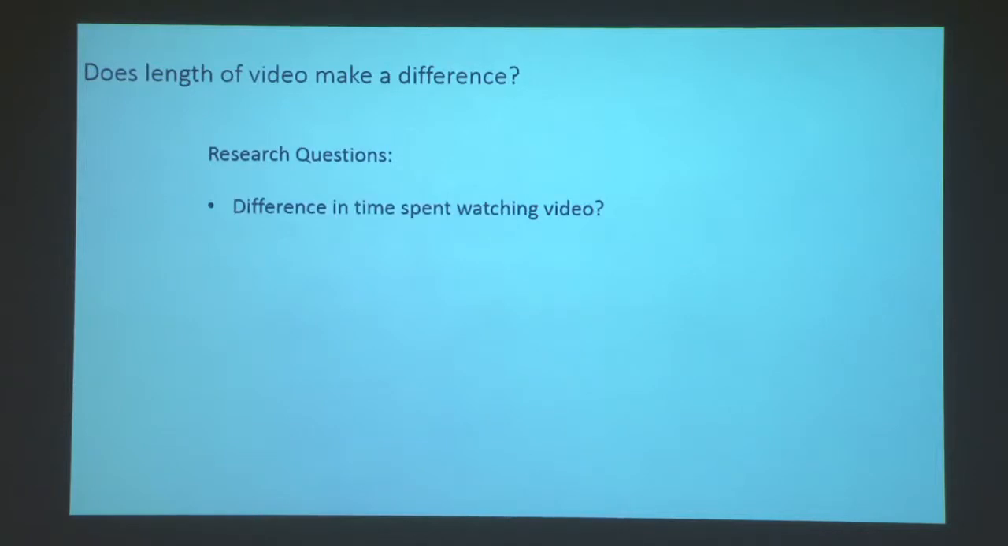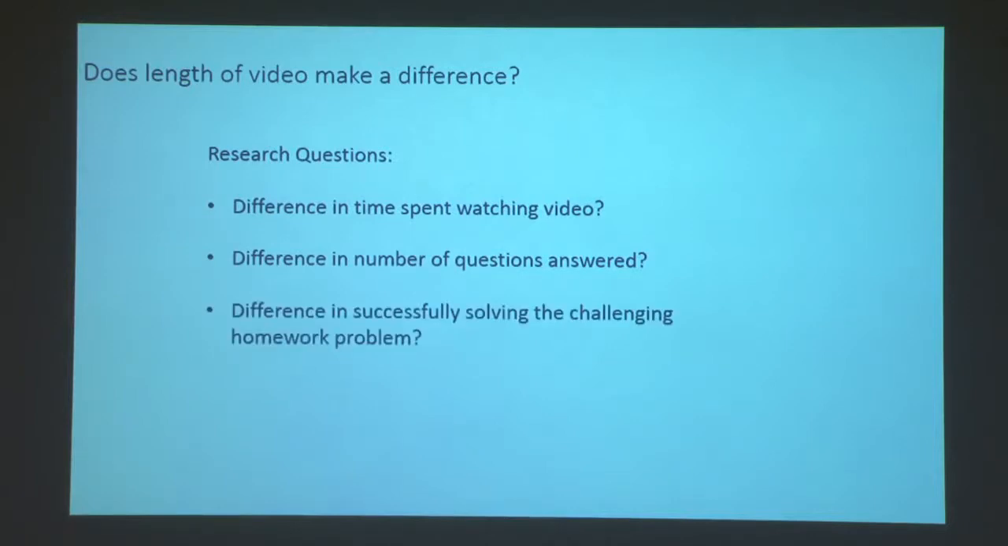So the research questions are: are there any differences in time spent watching the videos? And a difference in the number of questions, how many questions do they answer before they think, okay, I got the challenging problem and I want to go back? Or a difference in successfully solving the challenging homework problem after watching the video. Is there a difference in learning? And by the way, these small questions count like 0.1 points, small enough that nobody would really care.